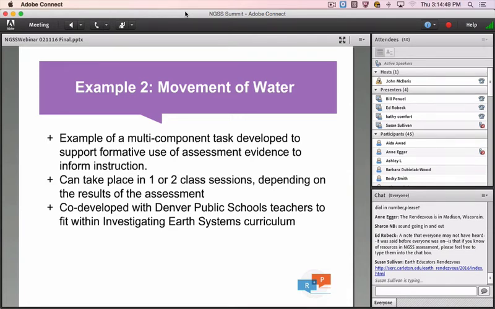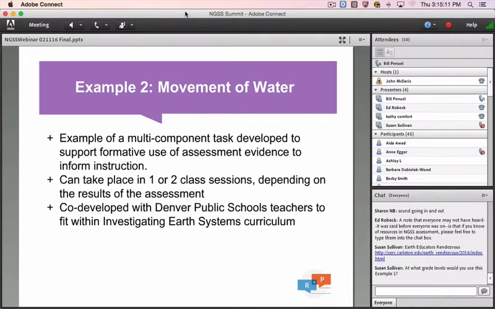The second example illustrates the fact that tasks aren't just written. Some of the ways that we can get at 3-dimensionality occur over the course of a combination of questions that a teacher might pose, and also the discussion that follows, as well as evidence that they might get from student responses to questions.